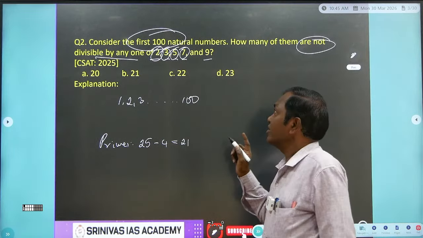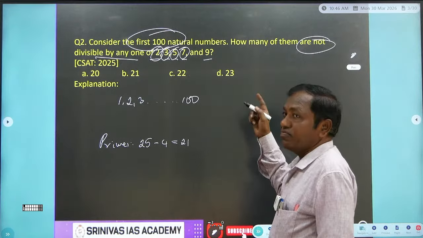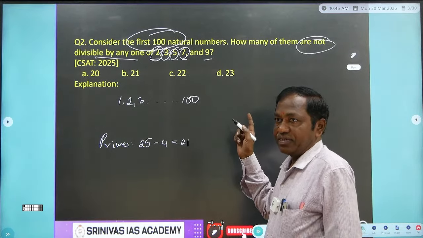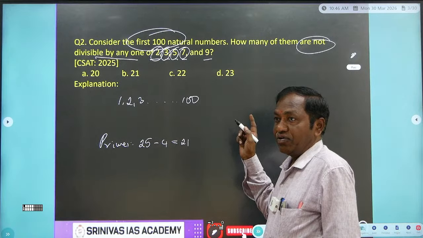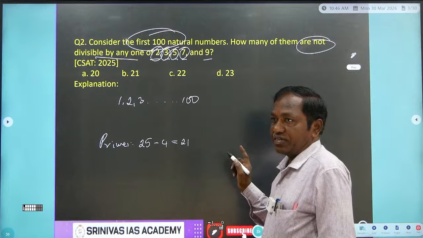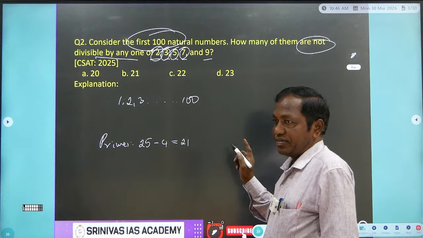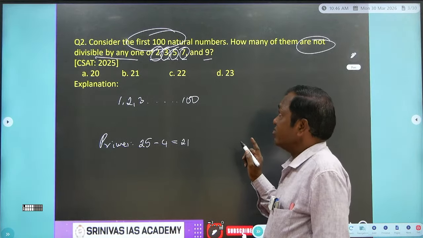Sir, they are asking that it should not be divisible by any one of those numbers, any one of these 4 numbers. Yes, 1 is also not divisible by 2, 3, 5, 7. Not divisible by any other number. By any one of them, sir. Sir, 1 they are not mentioning, they are only mentioning about.